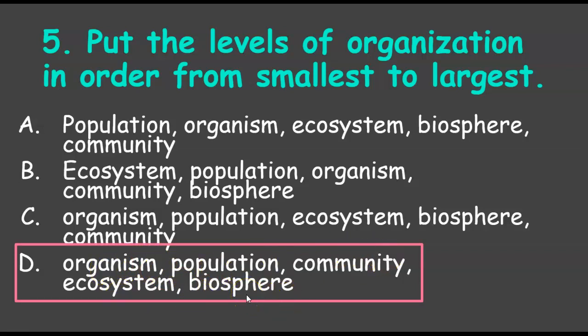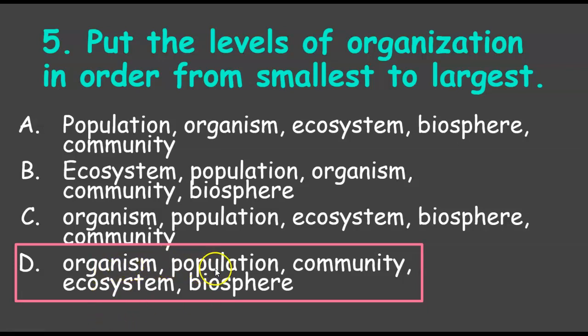Now let's think back to cells. If we're going to start with cells, we have one cell. That's the smallest thing in a living thing. Add a couple together, you get a tissue. Add a couple tissues, you get an organ. Add a couple organs, you get organ systems. Add a couple organ systems, you get an organism.